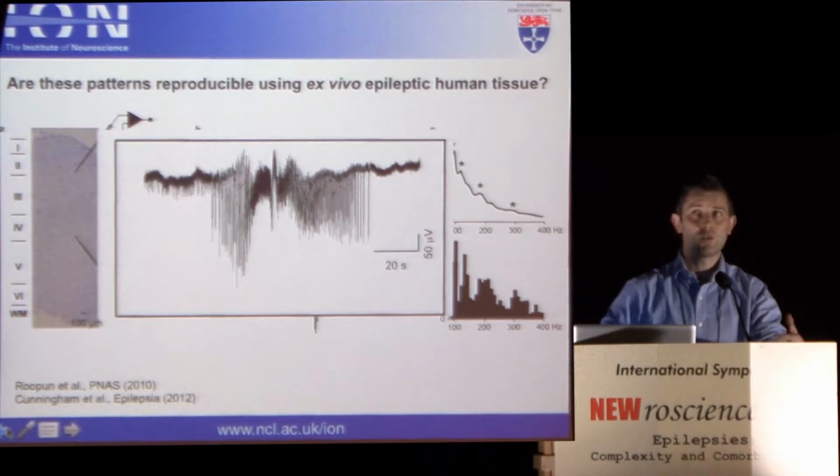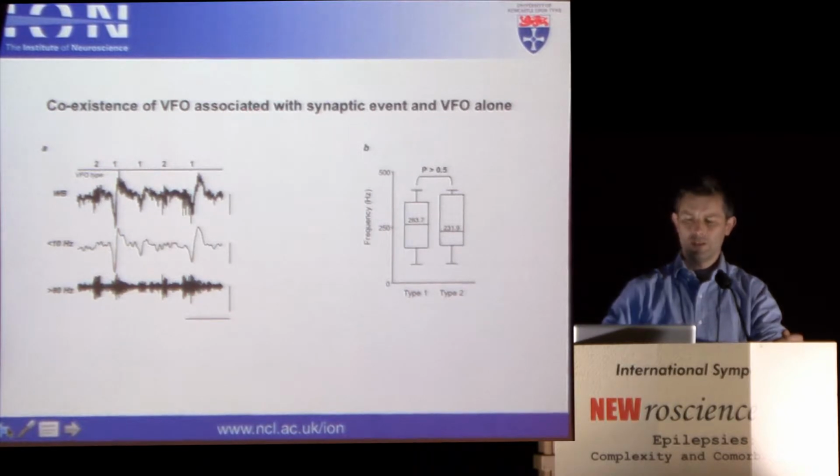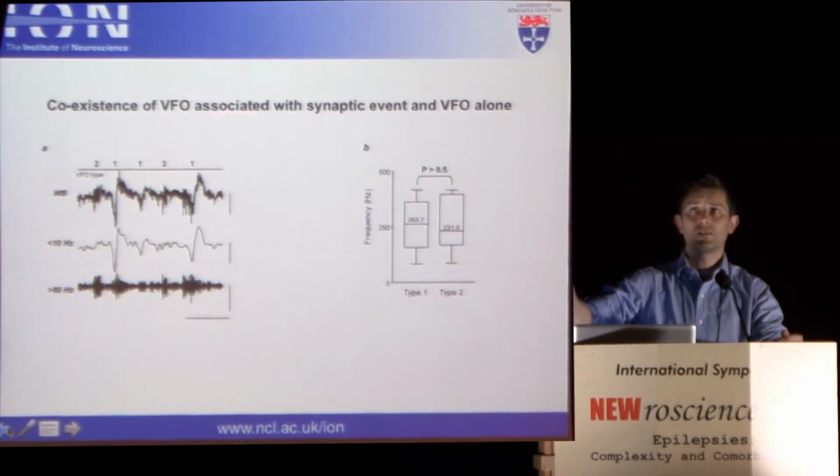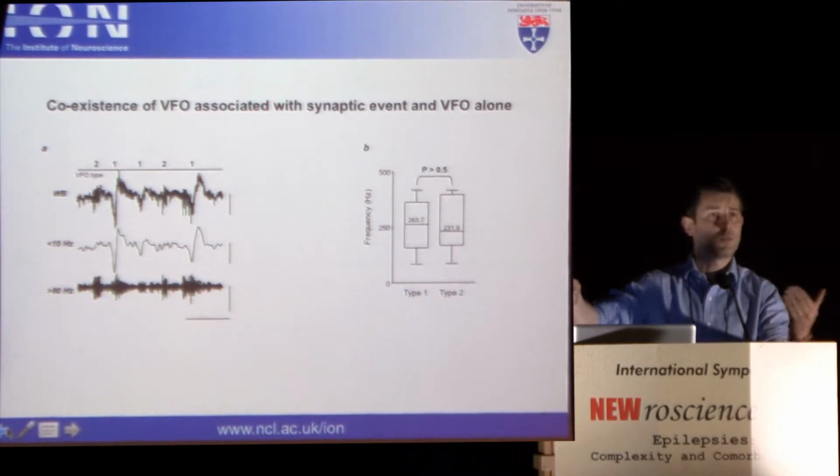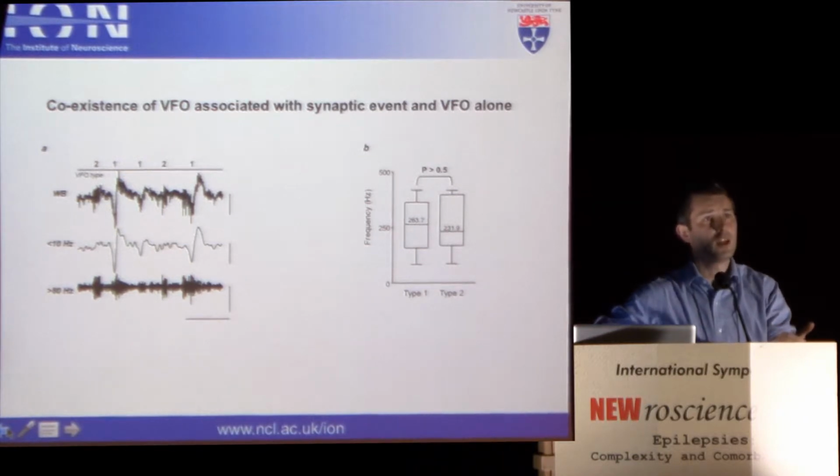So hopefully it's quite clear to you that we have spontaneous epileptiform activity that can be observed in this human surgical material. And what I now want to do is just share some of our experiences in terms of the data that we've collected from these recordings. The first thing to say is that, again, similar to in vivo recordings, we see the coexistence of these very fast oscillations associated with what we think are population synaptic events, and we see very fast oscillations occurring alone.